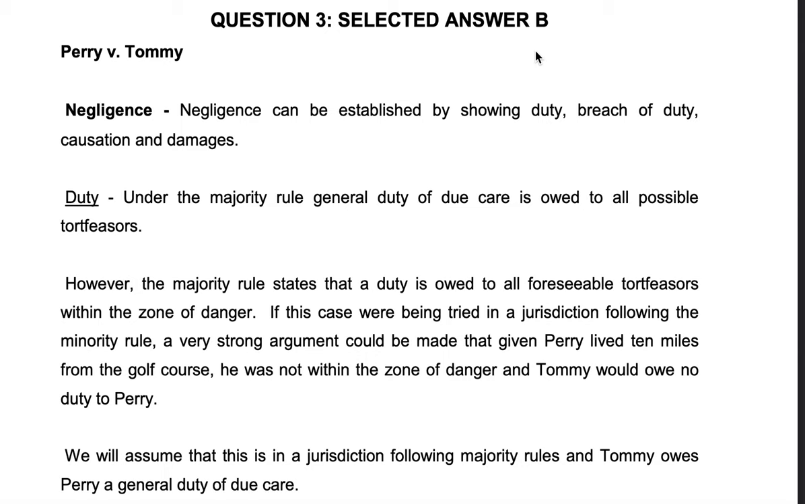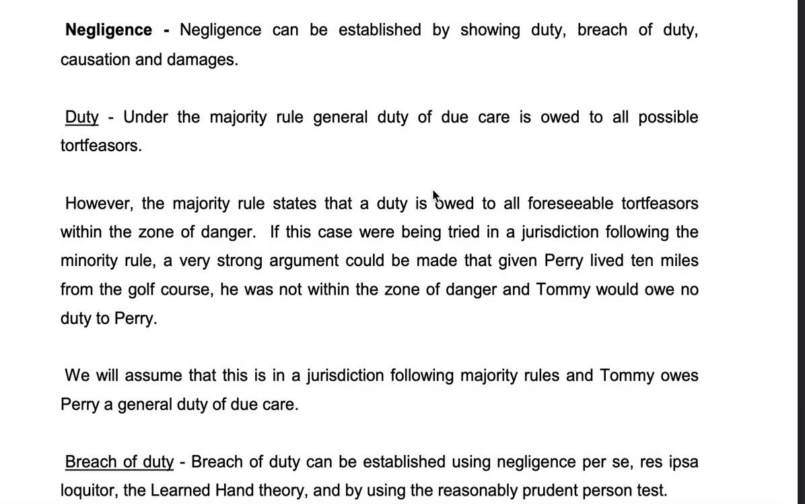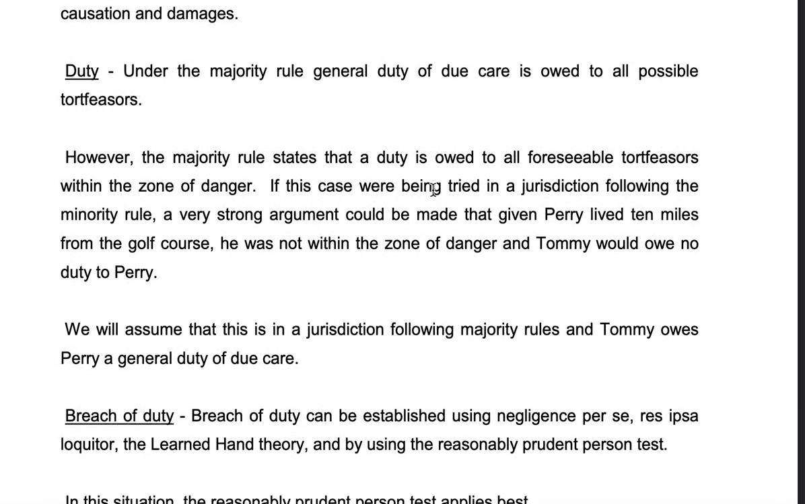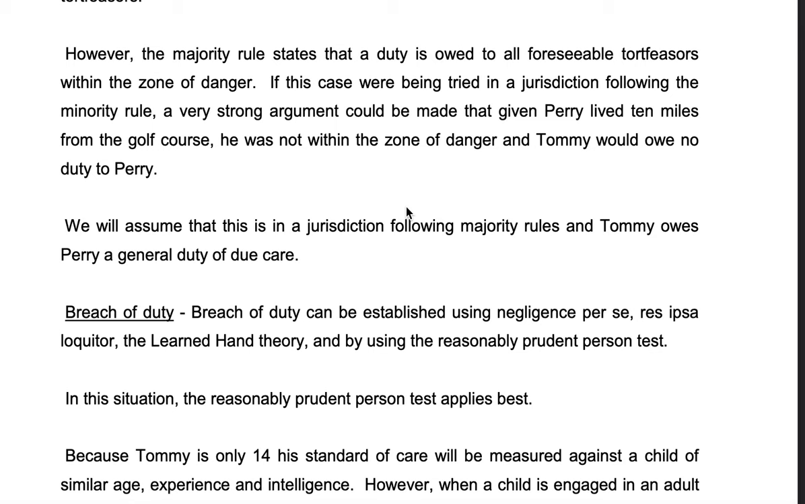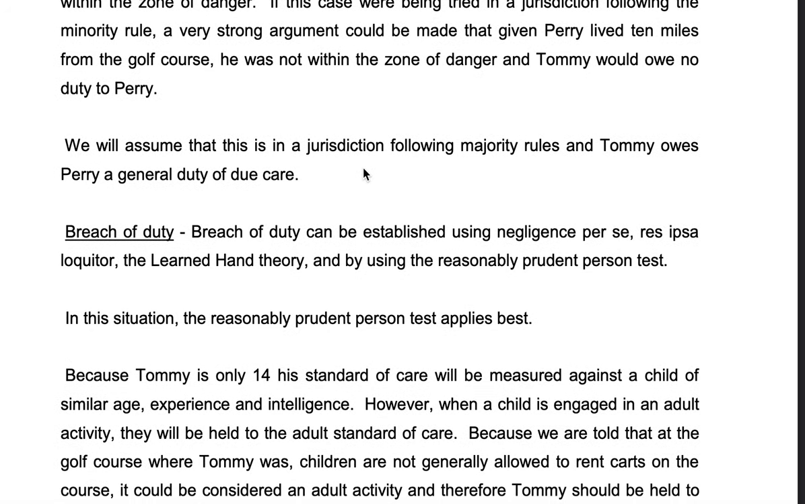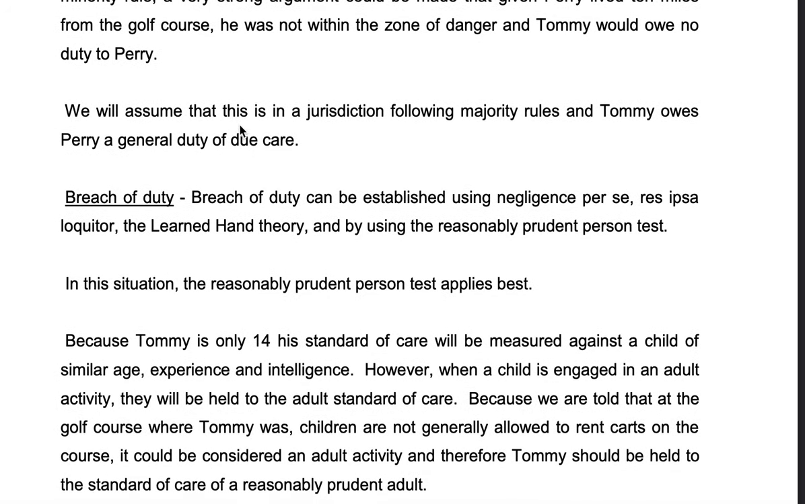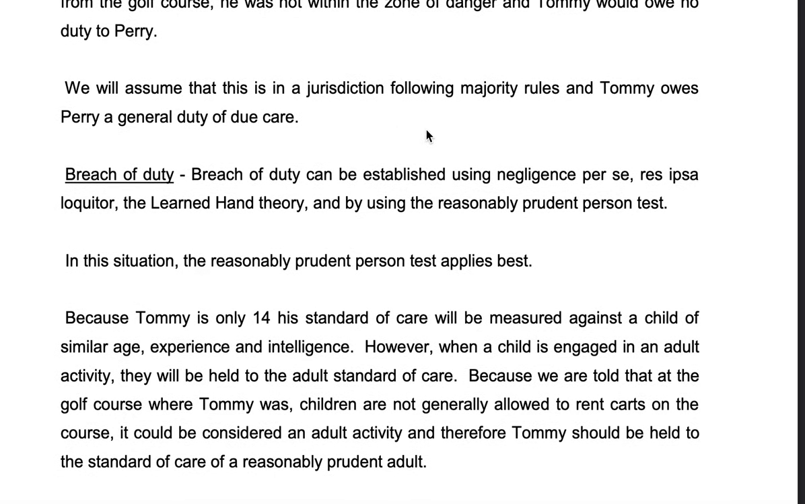Perry versus Tommy, negligence. Negligence can be established by showing duty, breach of duty, causation, and damages. Duty. Under the majority rule, a general duty of care is owed to all possible plaintiffs. However, the minority rule states that a duty is owed only to all foreseeable plaintiffs within the zone of danger. In a jurisdiction following the minority rule, a very strong argument could be made that given Perry lived 10 miles from the golf course, he was not within the zone of danger, and Tommy would owe no duty to Perry. We will assume that this is in a jurisdiction following the majority rule, and that Tommy owes Perry a general duty of care.